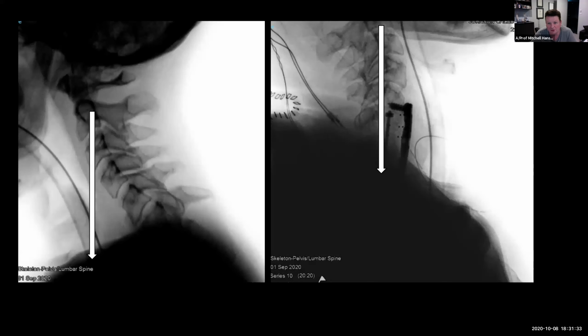So even with just the anterior approach, you can see the change in the plumb line from pre-operatively to post-operatively, and I was very happy with what I'd done here.